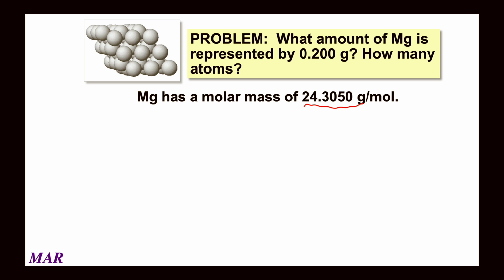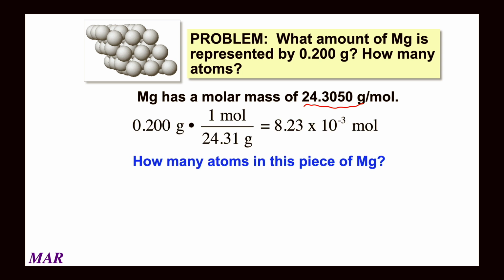So magnesium is 24.3050 grams per mole. Using dimensional analysis, we're going to start with our 0.200 grams. Most of the time, instead of using all the sig figs, you can use it just to the hundredth. Notice that 24.3050, I rounded to the hundredth. The first number to be dropped is between 5 and 9, so 24.30 becomes 24.31. And that again is the molar mass.